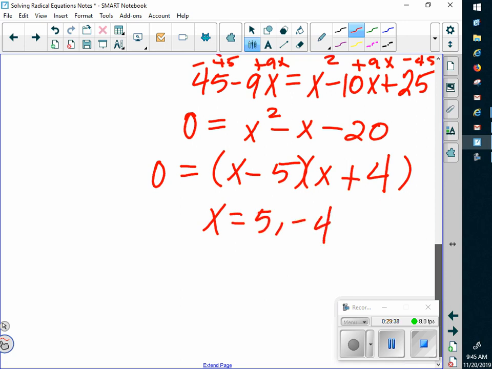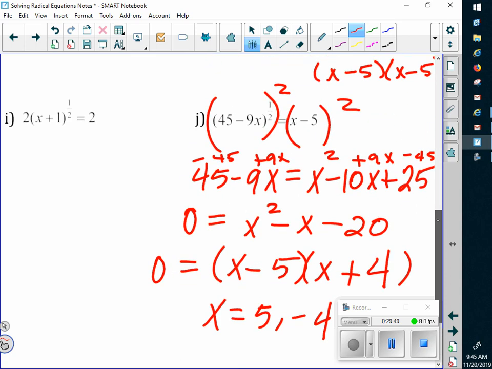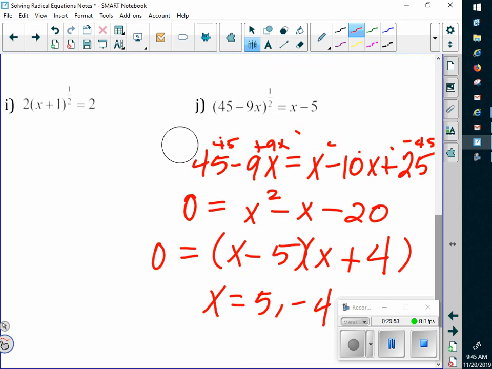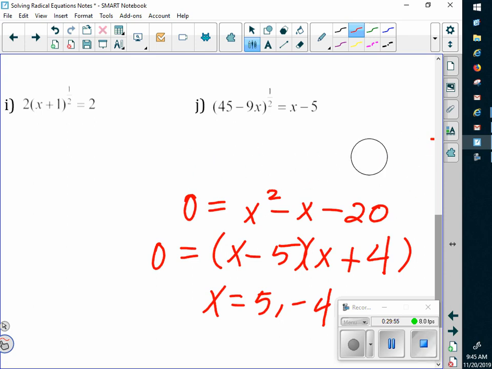Now you have to check them. Could both of them be right? Yes. Could neither one be right? Yes. And that would make it an extraneous solution. Any of them that are not right are extraneous solutions. There you go. 5.